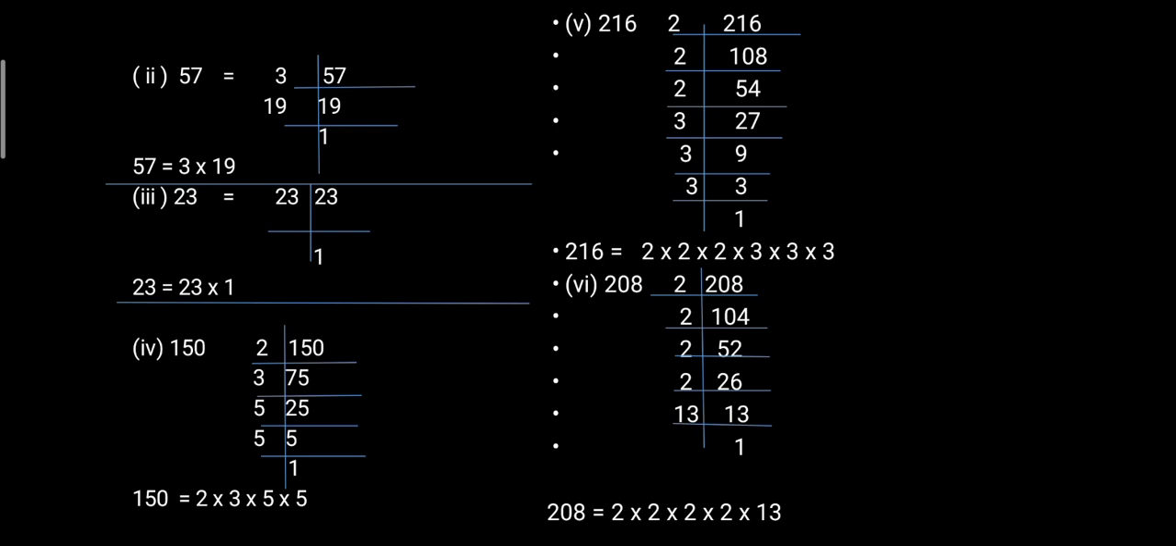The next sum, 208. As 8 is an even number, it can be divided by 2 and we get the answer 104. 104 again gets divided by 2 and we get 52. 52 will also get divided by 2 and we get 26. 26 is also an even number, so it also gets divided by 2 and we get 13. As 13 is a prime number, there is no further division. The answer is 2 into 2 into 2 into 2 into 13.